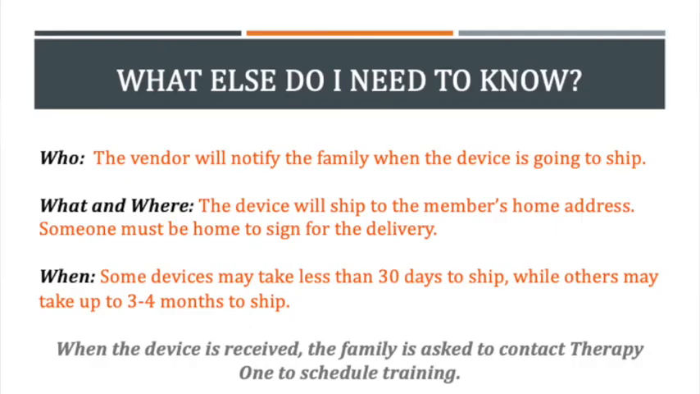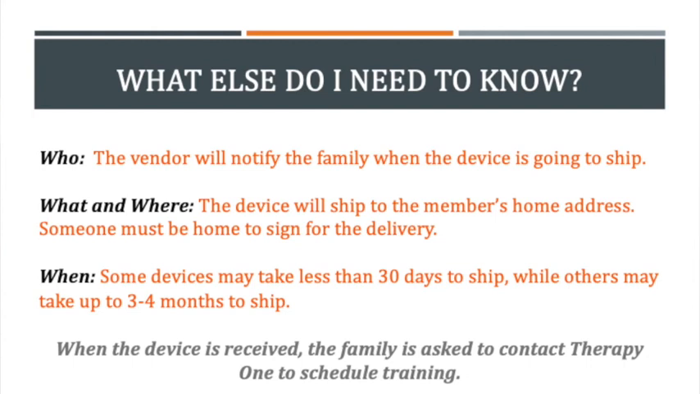Typically, the device manufacturer will reach out to a family and give them an estimated time of arrival. If a family has a question about when that device is going to ship, we always say, go ahead and email me at Therapy One, and then I can reach out to the device manufacturer to see if we can obtain an estimated time of arrival. So essentially, just a quick rundown. The vendor notifies the family the device is going to ship. Sometimes they notify us and sometimes they don't.